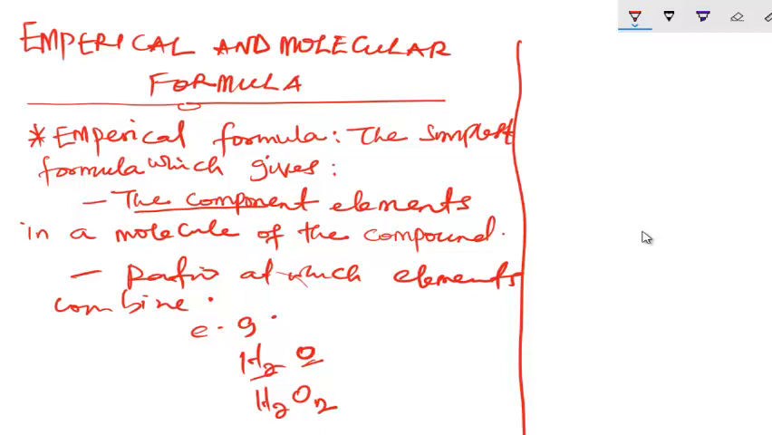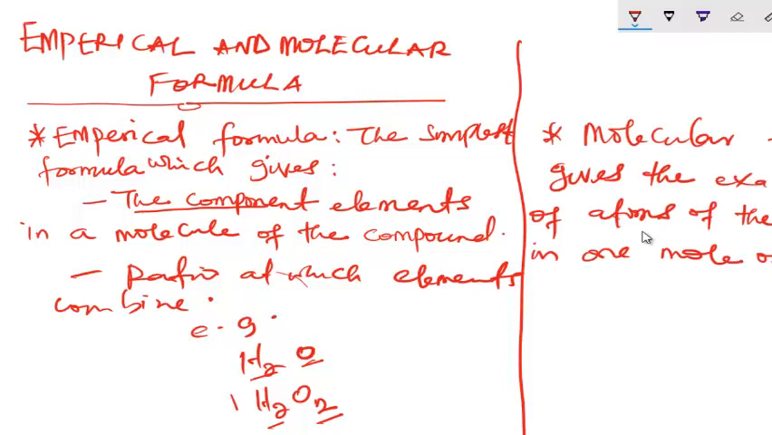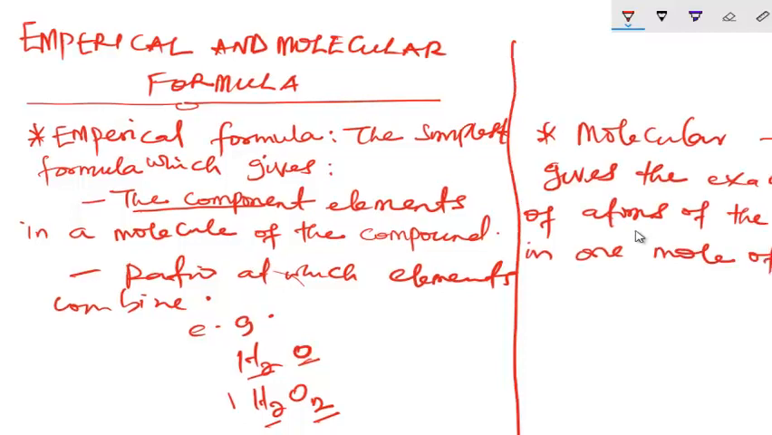In the case of hydrogen peroxide, we can see that the component elements again are hydrogen and oxygen. And we can also see that two atoms of hydrogen are combining with two atoms of oxygen to form one molecule of hydrogen peroxide.